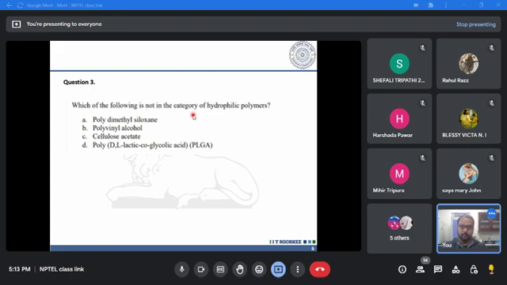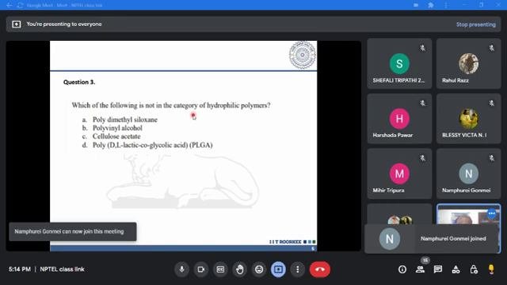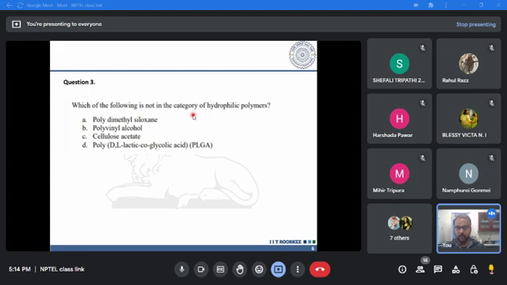Question 3: which of the following is not in the category of hydrophilic polymer? They are asking which is not in the category, so you have to read the question very carefully. A, polydimethyl siloxane; B, polyvinyl alcohol; C, cellulose acetate; and D, polylactic-co-glycolic acid. So you have to answer whether A, B, C, or D. You can answer in the chat box.